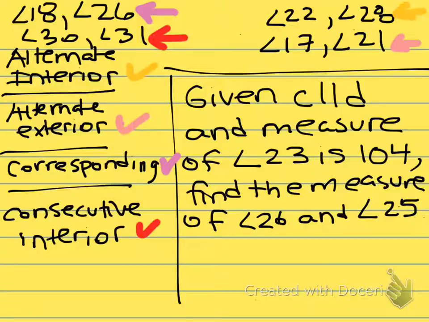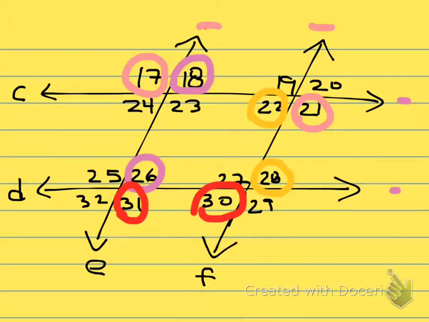And then again, given that the two lines that we've been looking at are parallel, C and D, we need to find the measure of angle 20, or no, I'm sorry, they give you the measure of angle 23 is 104. We need to find the measure of angle 26 and angle 25. So 23 is 104. We need to find 26 and 25. Those two are supplementary, but we first need to find one of them.